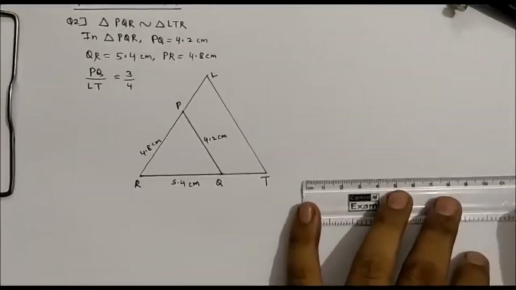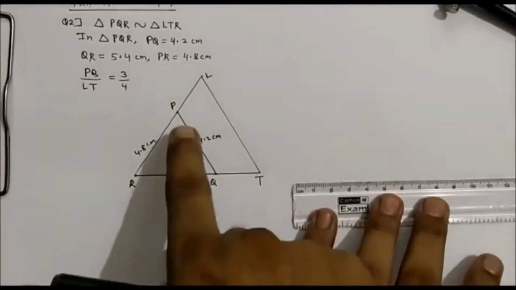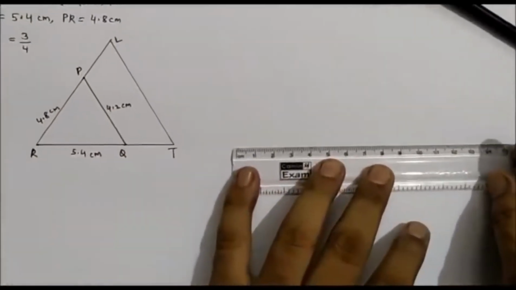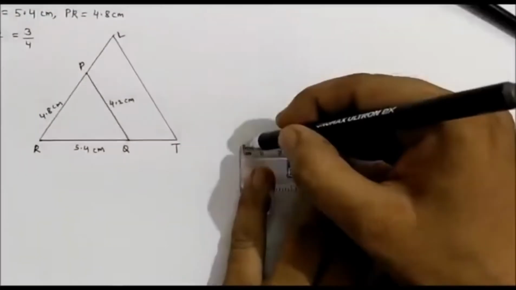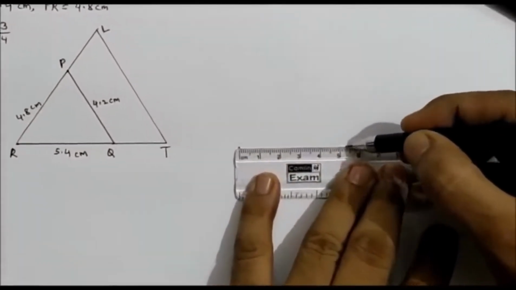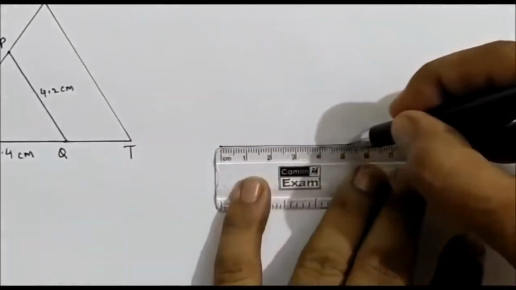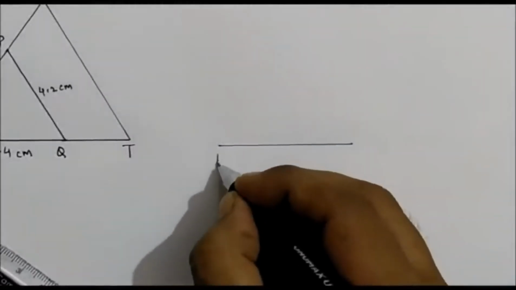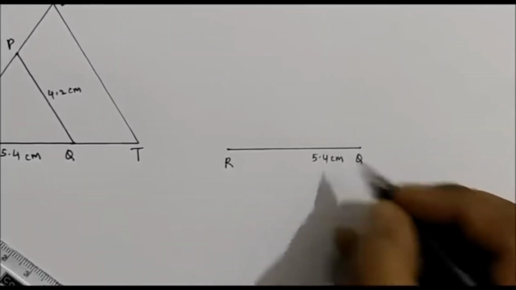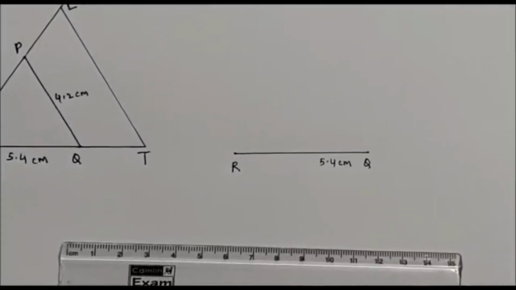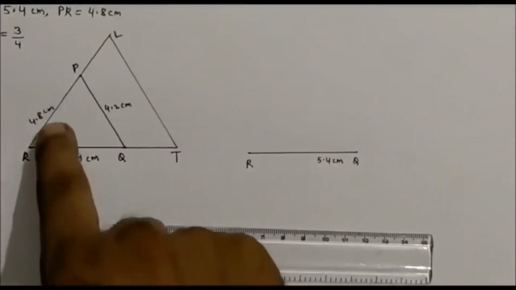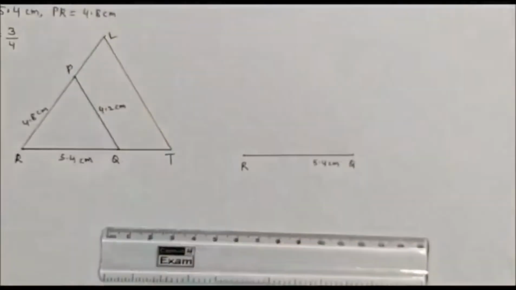Now let's start with the actual construction. Okay, so first we are going to construct triangle PQR where RQ is 5.4. So students, you can see RQ 5.4 centimeter. We have drawn here RQ. This is 5.4 centimeter. Okay, we can do this.